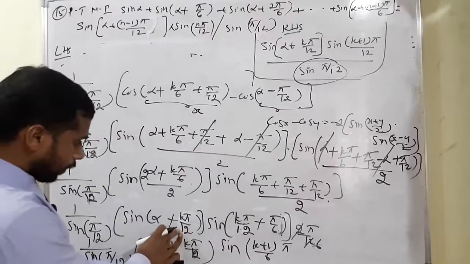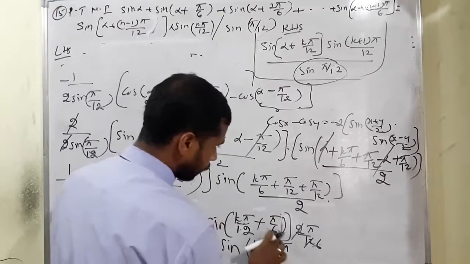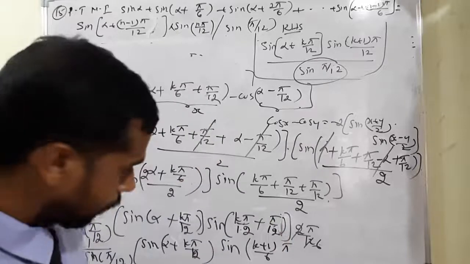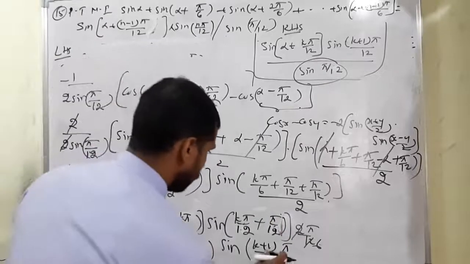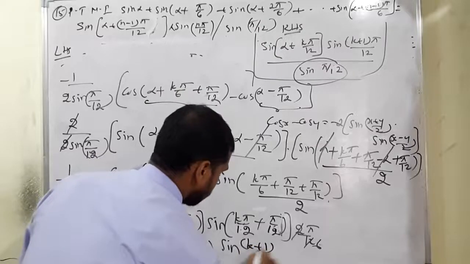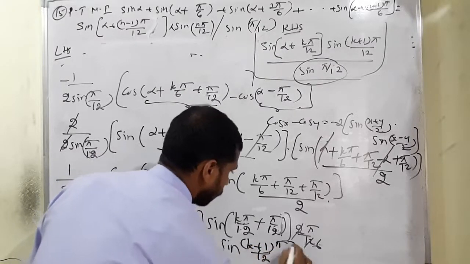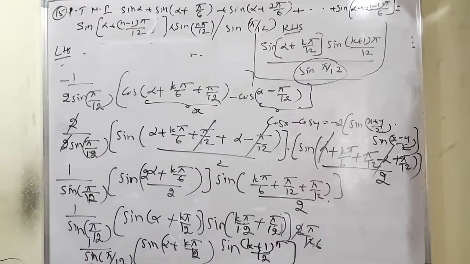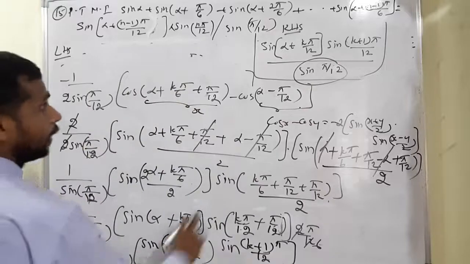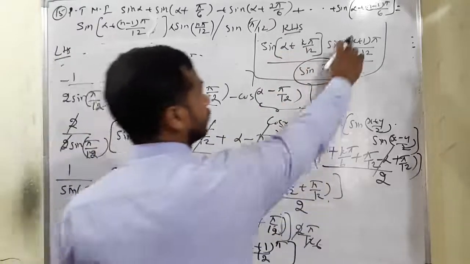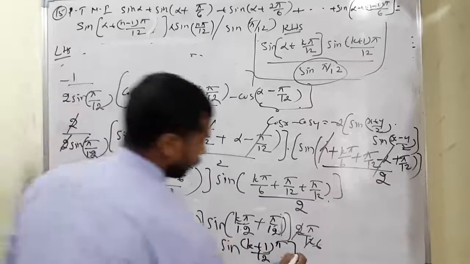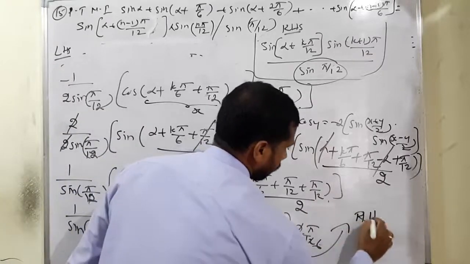So the first term we have written correctly. Here also what will happen? Pi by 6 divided by 2, so here also k pi by 12 will come, isn't it? Therefore, k plus 1, pi take common outside, divided by 12. Now look at there, constant 1 by sin pi by 12, 1 by sin pi by 12. The numerator sin of alpha plus k pi by 12 into sin of k plus 1 into pi by 12. Okay. Therefore, this is called RHS.